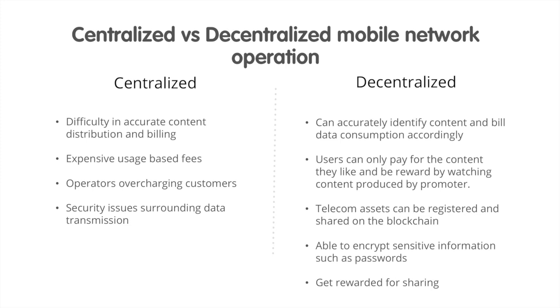Now there are a lot of aspects of the centralized mobile network model that we really feel that we can improve upon by decentralizing and integrating blockchain. So some of those issues are difficulty in accurate content distribution and billing. Basically what that means is it's very hard for traditional network operators to see that user A has accessed content X and then bill based on that action accordingly. And that's important for reasons we'll get into in a little while.